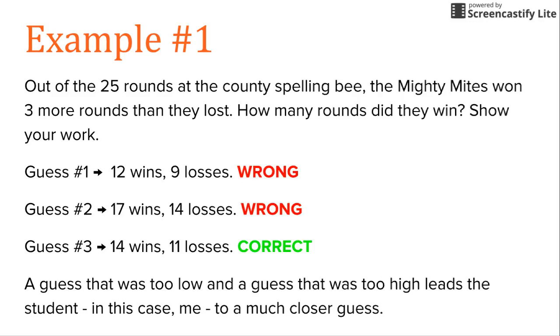For guess number 2, I wanted to go a little bit higher, so I went 17 wins, 14 losses, which does satisfy the 3 more rounds, but it doesn't satisfy the 25 rounds total. It's actually 31. So for guess number 3, I knew 12 and 9 was a little too low, and I knew 17 and 14 was a little too high. So I went somewhere right about in the middle. I went with 14 wins and 11 losses, and it turned out to be correct.